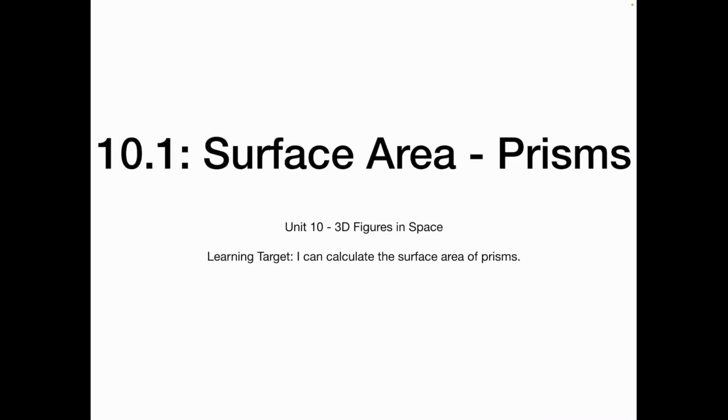Today we are going to be covering 10.1, surface area of prisms, specifically prisms today. Now, Unit 10 will be covering three-dimensional figures in space, so you're going to be seeing a lot of surface area problems, lateral area problems, and then when we get a little bit deeper into the chapter, we're going to see some volume problems as well. Those are the three main things that you're going to be seeing throughout this chapter. So make sure that you're comfortable with not only surface area, but lateral area and volume as well.